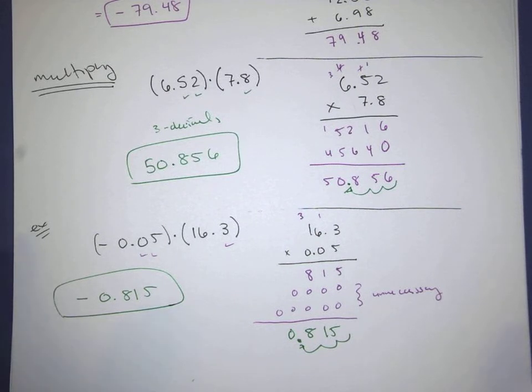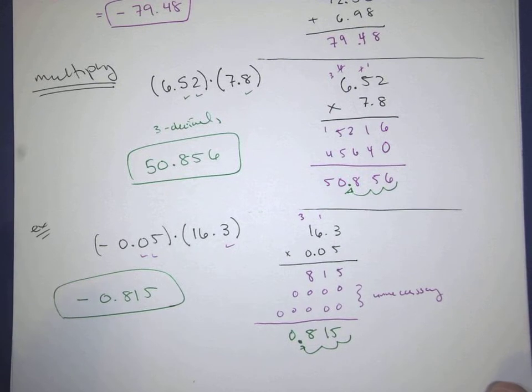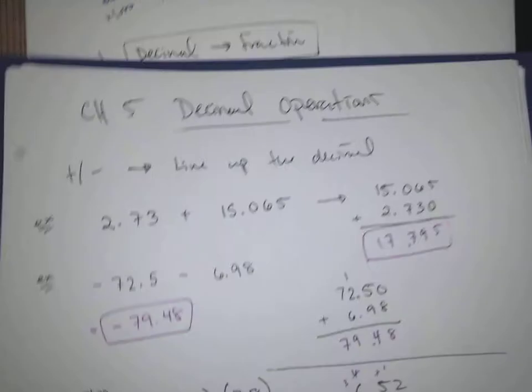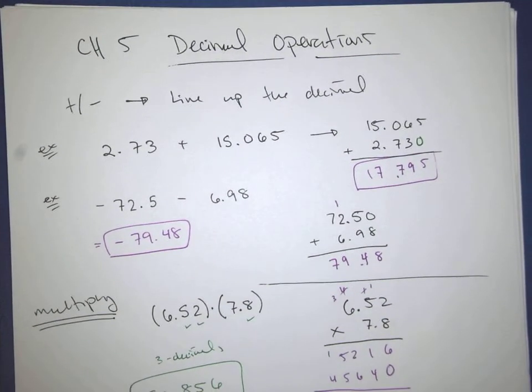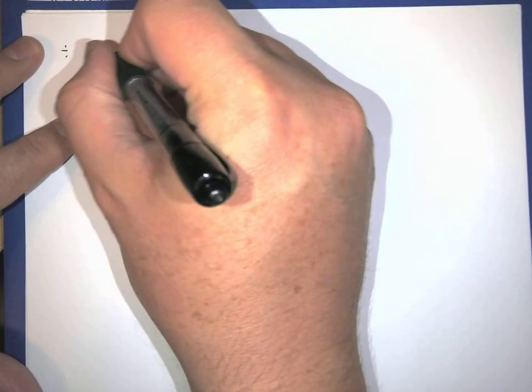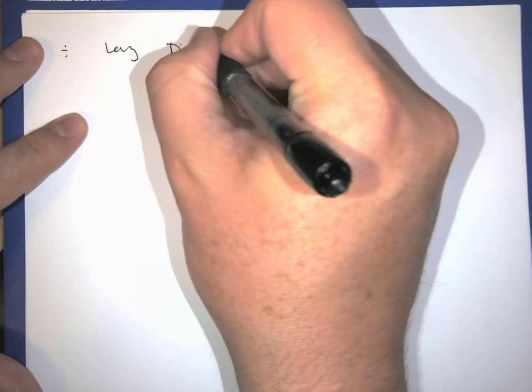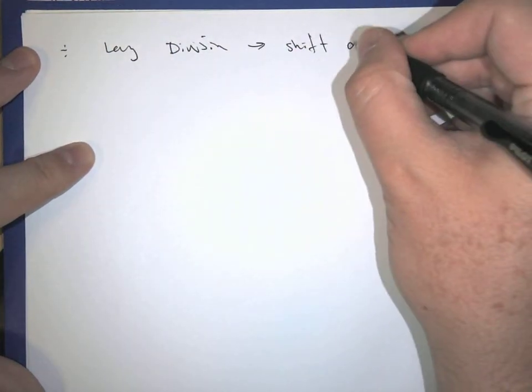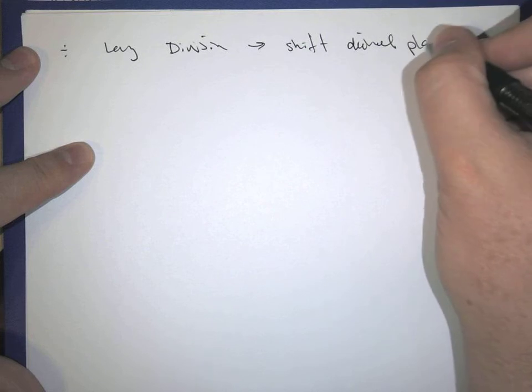The process here, the steps, are the same as what you would do with whole numbers. You're just accounting for your decimals in your final answer. So that was addition, subtraction, that was multiplication. What have we left out? Well, it must be division. And division is just going to be long division, honestly. So it's long division, but we're going to shift our decimal place as needed.